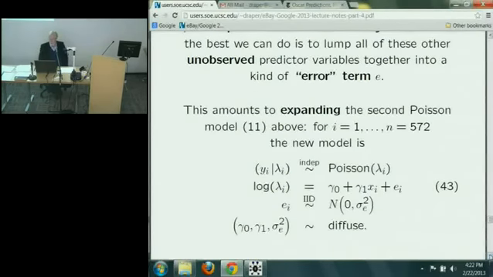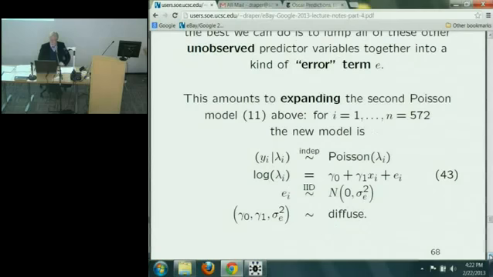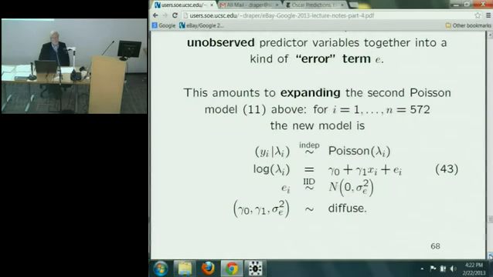Check it out in equation 43 at the bottom of page 68. The first line is identical to what we had before. If you knew what the lambda I was, the person's YI, the actual person's number of hospitalizations, YI would be independent draws from Poisson where everybody has their own lambda. Then the second line is identical to what we had before, except there's a plus E sub I.